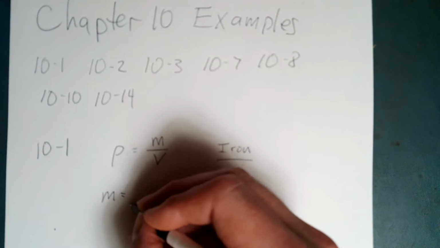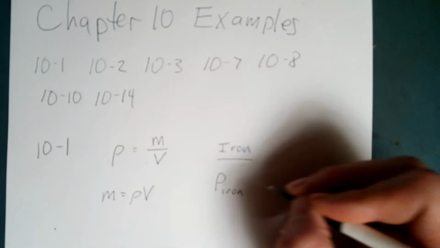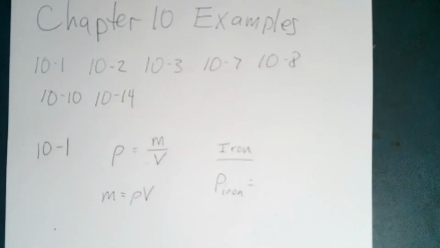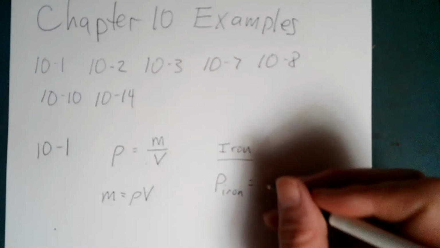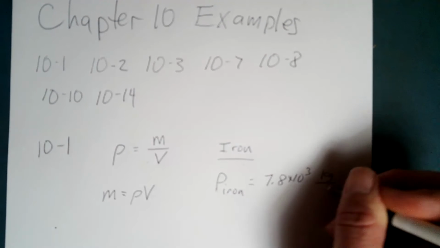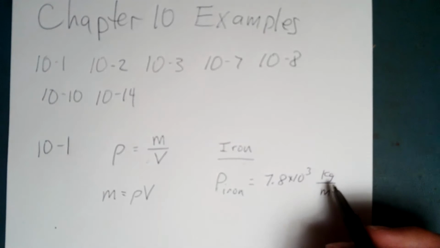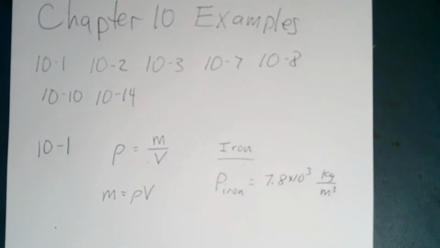So mass is density times volume, so density of iron, and we'll just look that up on page 261. So iron or steel have the same density. Okay, so 7.8 times 10 to the third, and this is in kilograms per meters cubed. So think about that number, 7,800 kilograms is a lot, but a meters cubed is pretty big. Imagine a block of iron a meter on a side, and that's how much mass it would have.